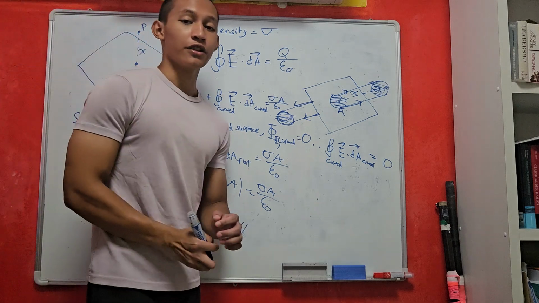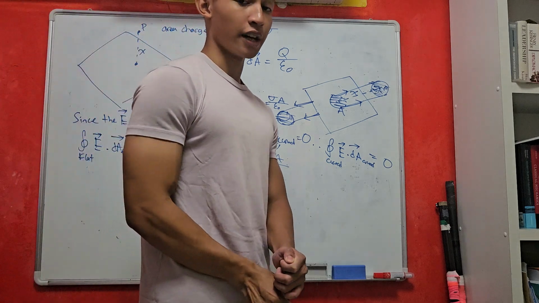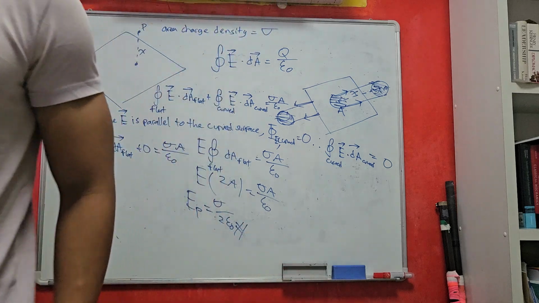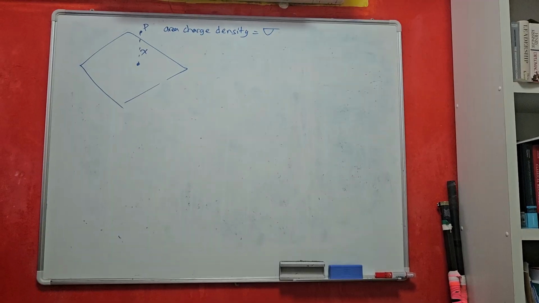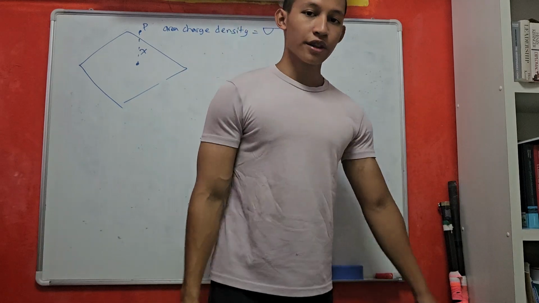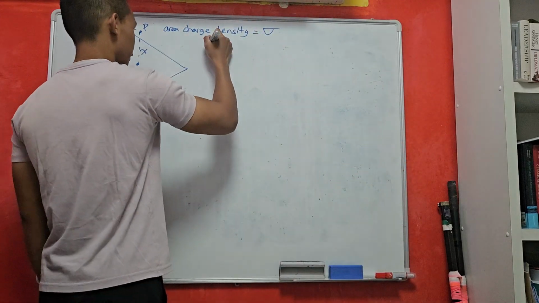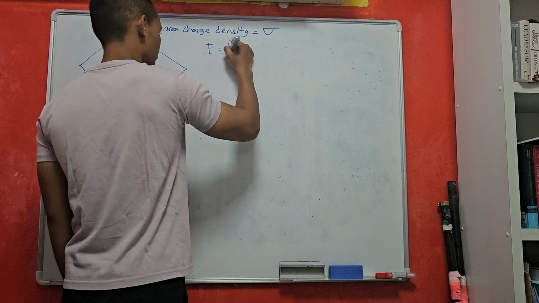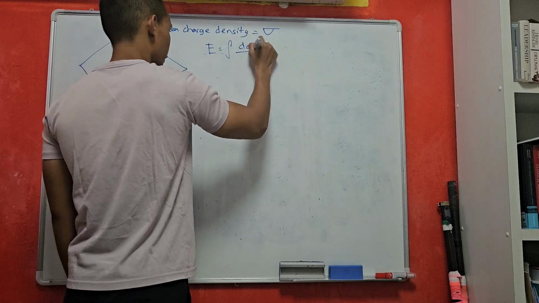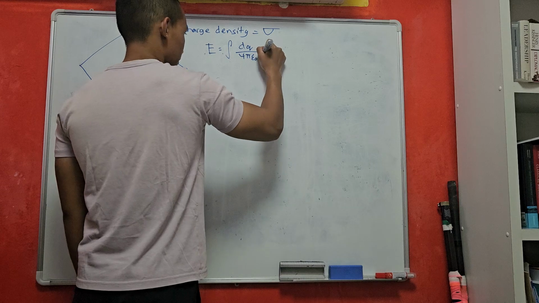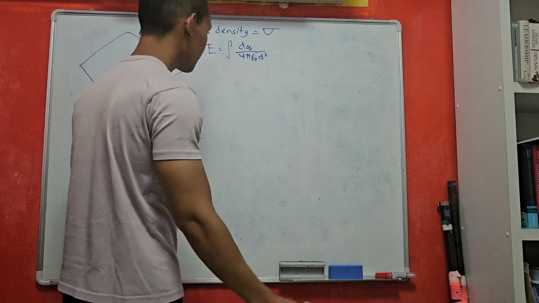So this is the first method by utilizing Gauss's law. The second method I'll be showing you right now. So the second method is by using the normal equation for electric field. So E is equal to the integral of dq over 4 pi epsilon naught and some distance squared. Okay?